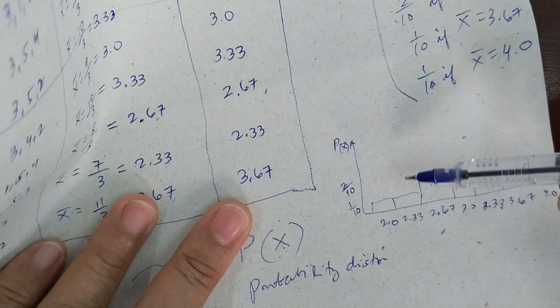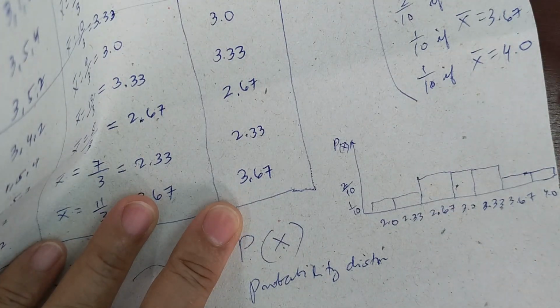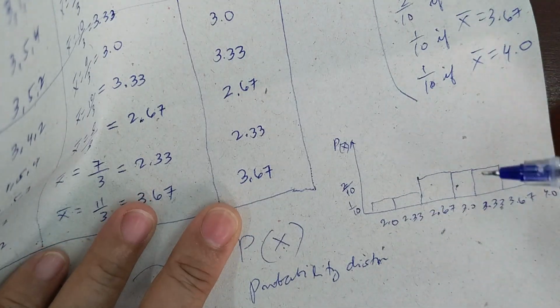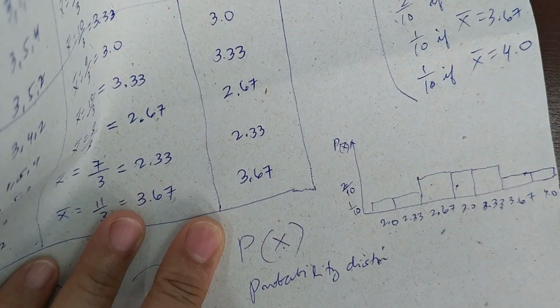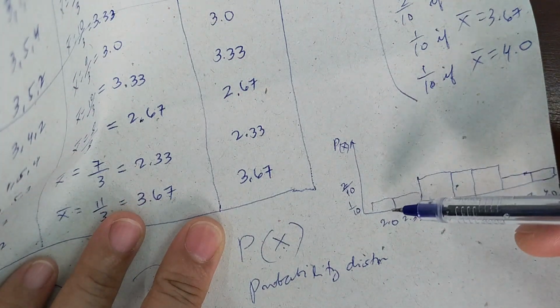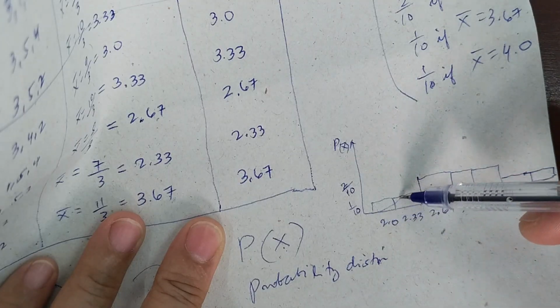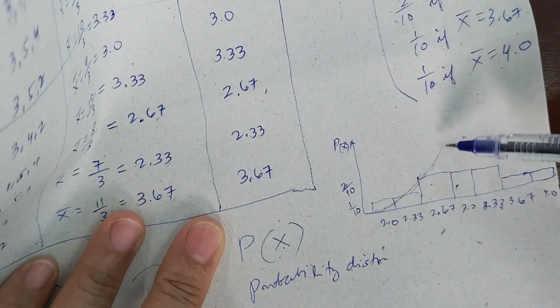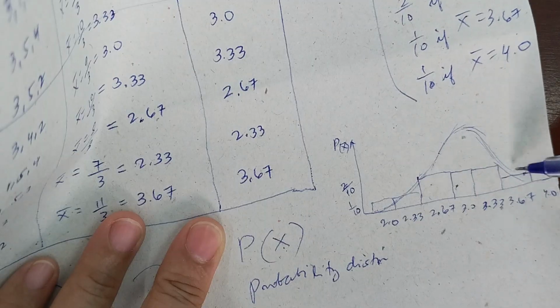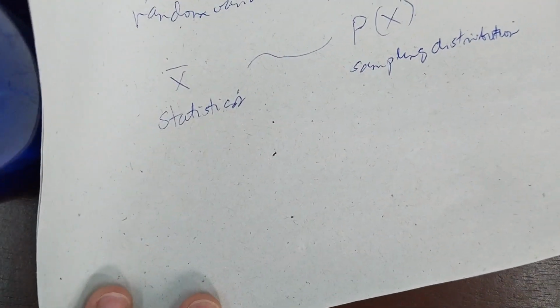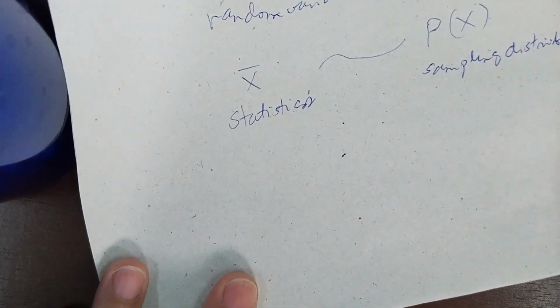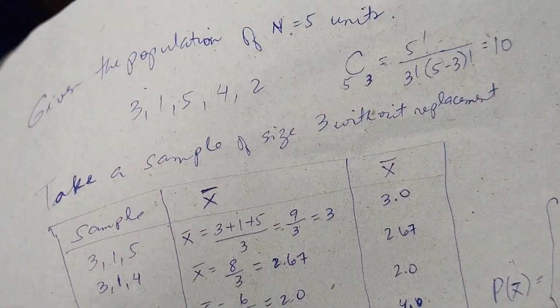Diba? Kung dadami-dadami yung random samples natin, assuming, let us say, your population units is 100, tapos you take a sample of 30, tapos dadami-dadami itong bars, it will estimate your normal distribution. Kasi, the sampling distribution or the probability distribution for your X bar is normal. Now, back to the sample.